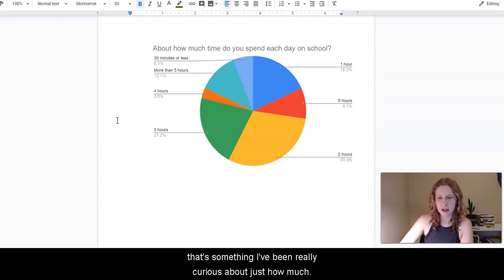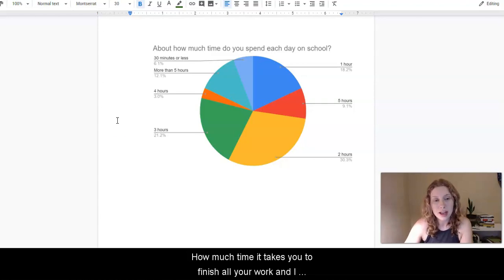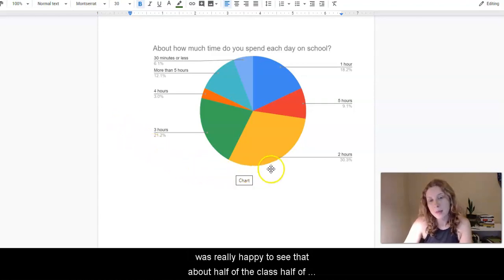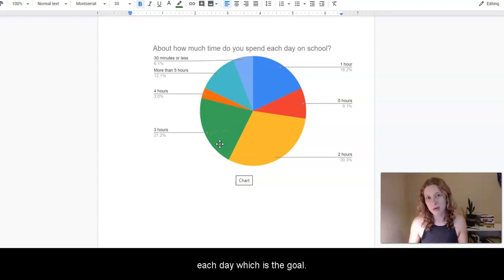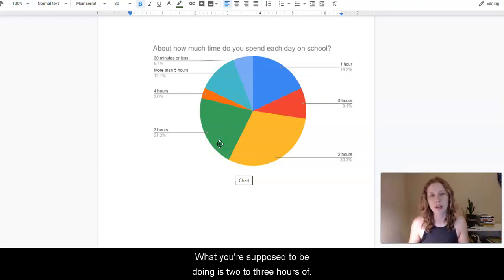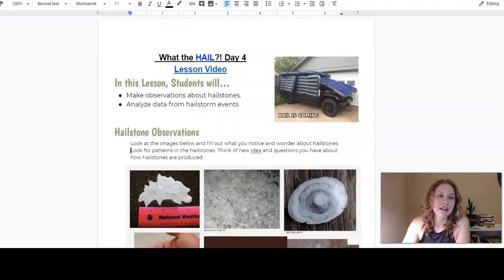I also asked how much time you spend each day on school. That's something I've been really curious about, just how much time it takes you to finish all your work. And I was really happy to see that about half of the class, half of all my students, are spending 2 to 3 hours on school each day, which is the goal. What you're supposed to be doing is 2 to 3 hours of work.